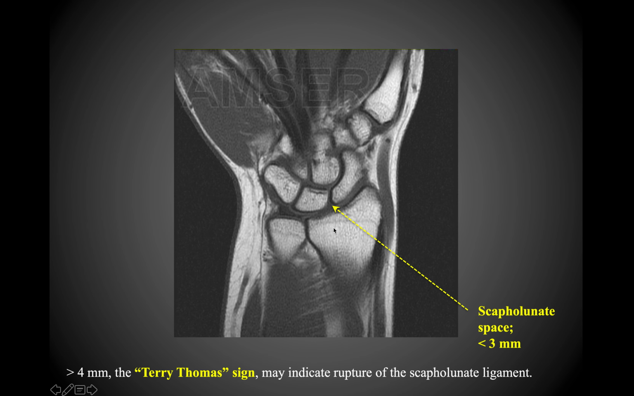This is an MRI view of the wrist joint. So one thing to note here is there's space in between the scaphoid, which you can see here, and the lunate bone, which you can see right here. And so the space between those two is called the scapholunate space, which is typically relatively small. It's usually less than 3 millimeters, but in some cases you'll see that gap will widen, and that might indicate a rupture of the scapholunate ligament.